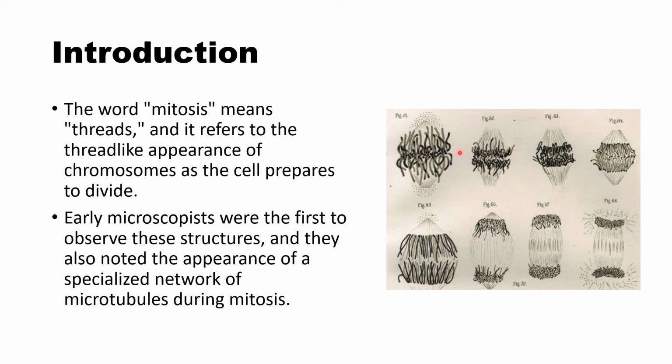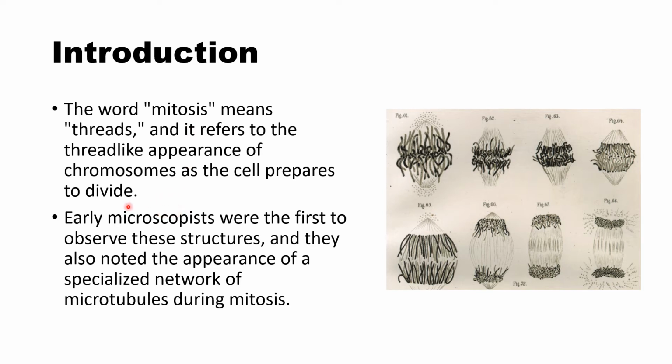So as you can see on the figure, parang itong mga threads na to. So the word mitosis comes from the word threads, and it refers to the thread-like appearance of the chromosome as the cell prepares to divide. Kasi parang threads daw yung chromosome pag magdi-divide na siya. So yun yung doon nila kinuha yung word na mitosis.